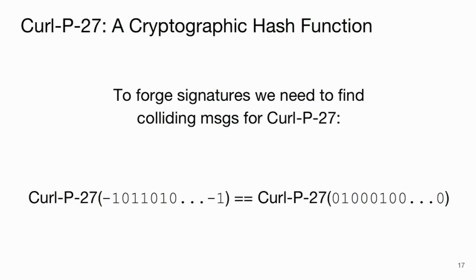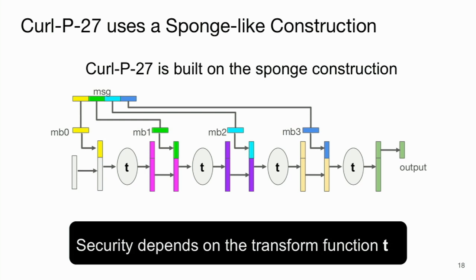So, as Neha just said, to do this signature forgery attack, we need to create colliding bundles. What this means is that we have 2 different messages, and when you hash them, they hash to the same value. So let's take a closer look at curl P27. Curl P27 is built on the sponge construction. Some people may be aware of what the sponge construction is, some people may not, but it was used in SHA-3.